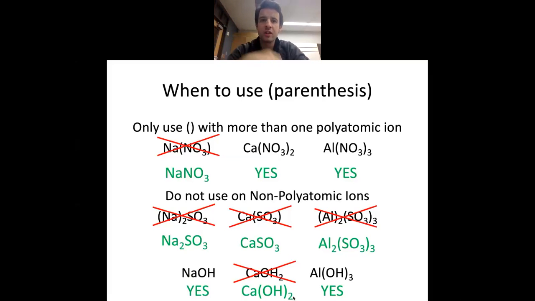The hard part is finding it on the periodic table. As you might have seen there were a couple of times where I found the wrong ion. So very challenging. But I hope this helps.